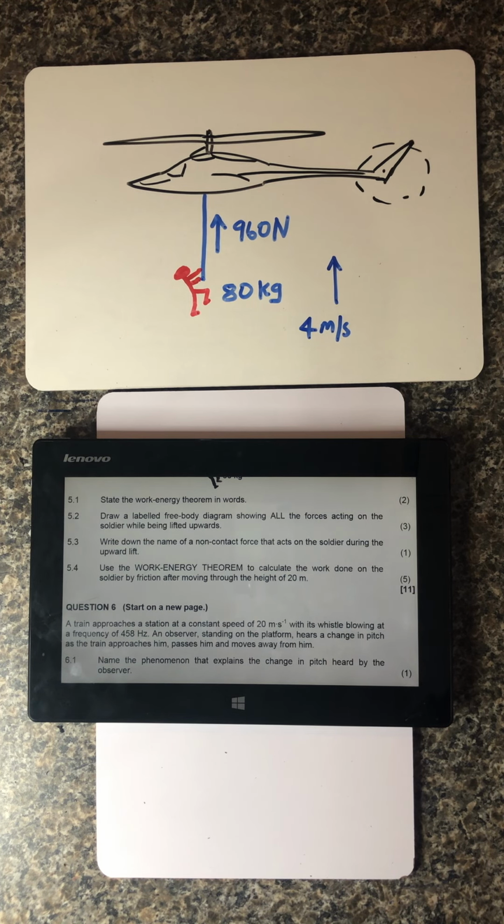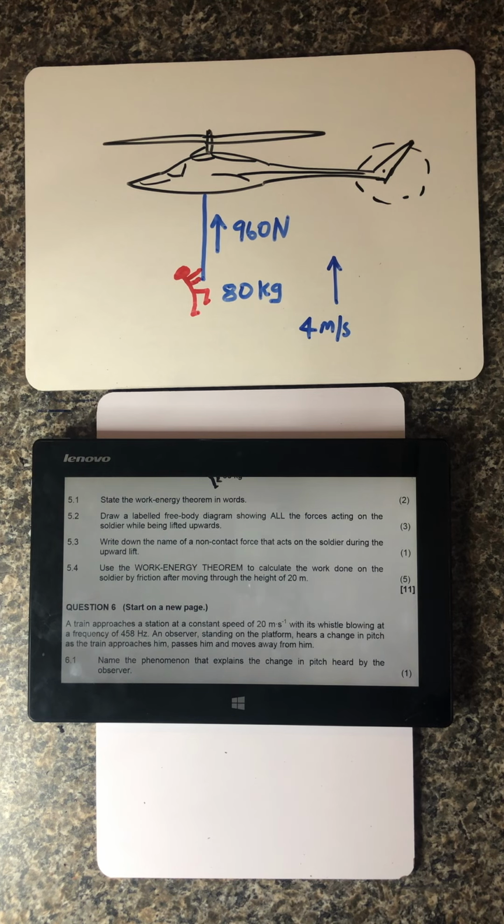Okay, I hope you're able to see, ladies and gentlemen. So, very, very much important, guys. They want you to use the work energy theorem, okay? So, do not use anything else other than the work energy theorem. Very, very much important, ladies and gentlemen.